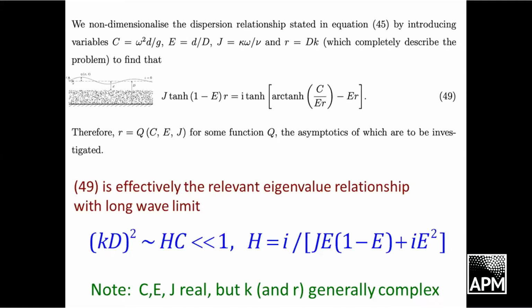What's most important and different from anything I've talked about before is that k is complex. The wave is damped by having to flow over the viscously dominated porous layer beneath it. Next slide, please.